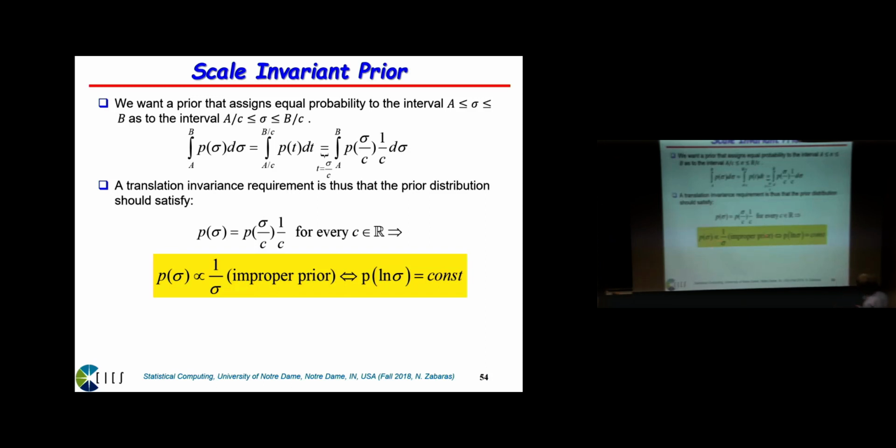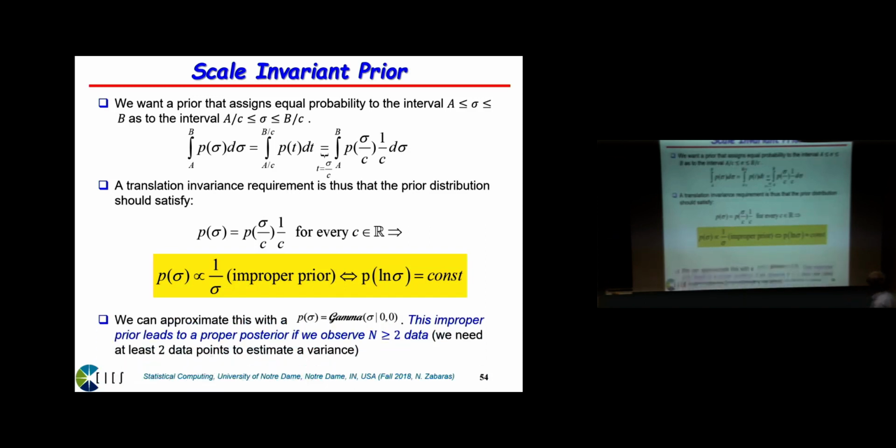When you use this, think of the standard deviation. But often you're going to be putting a prior on the precision or the variance, not on sigma. I'm going to come back to this shortly. If you use P of sigma to be 1 over sigma, it's the same as saying the probability of the log of sigma is constant. Again, you can show this by taking transformation of probabilities, not of functions. So P of sigma equals 1 over sigma is the scale invariant prior.